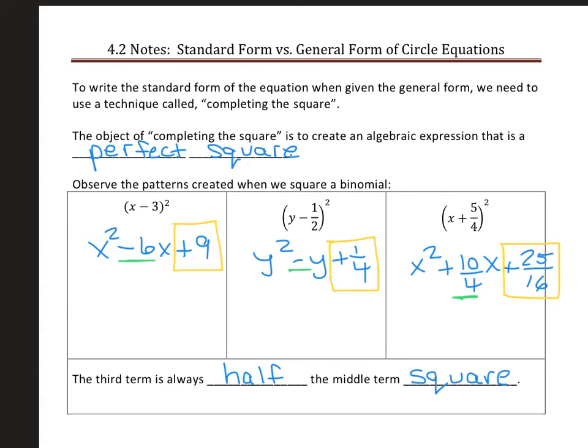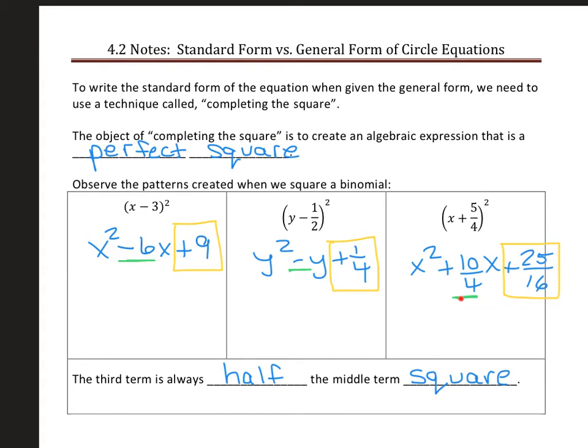So, for example, half of negative 6 is negative 3. That's what goes in here in the parentheses. So half of negative 6 is negative 3. Negative 3 squared is 9. Half of negative 1 is negative 1/2. That's what's going to go in the parentheses. And negative 1/2 squared is positive 1/4.